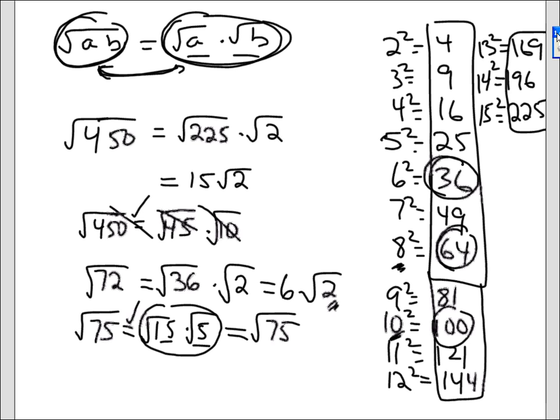15 times 5 is 75. But you didn't look at the list if you did it this way. The largest number on our list that goes into 75 is 25. It is 25 times 3, and I know the square root of 25, and I cannot simplify the square root of 3. This is the square root of 25, and this is the square root of 3.